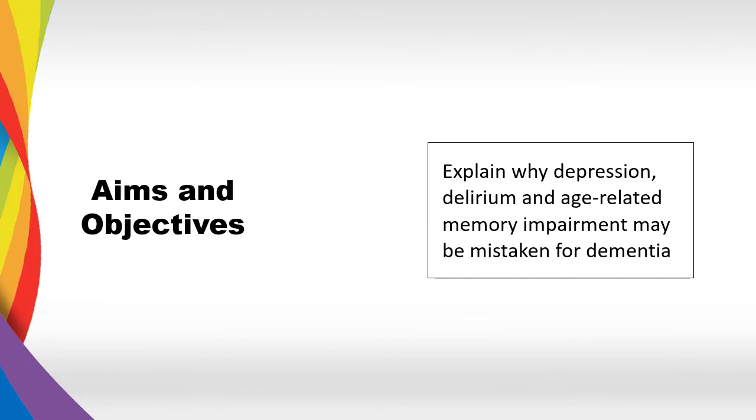So now that you have come to the end of today's session, you should now be able to explain why depression, delirium and age-related memory impairment could be mistaken for dementia.